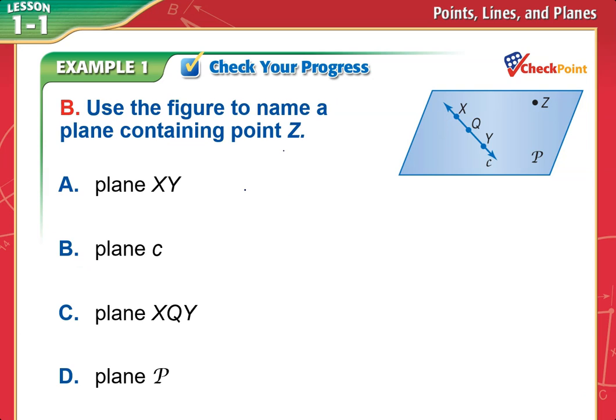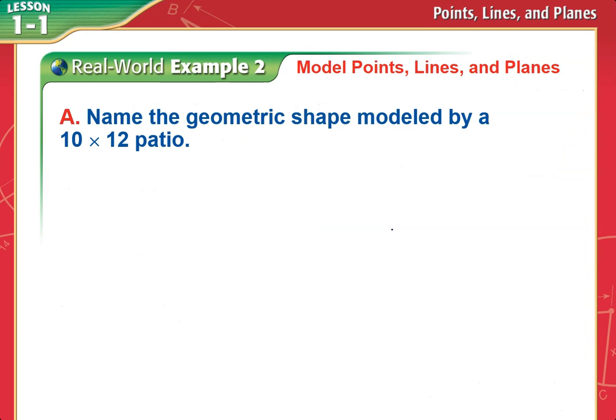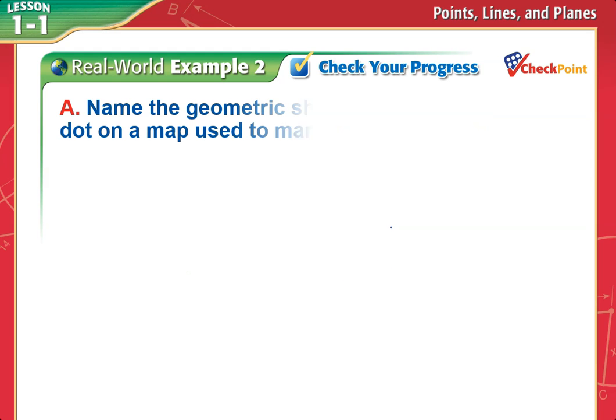Use the figure to name a plane containing point Z. Oh, here we have it. We have plane P. One easy way of doing it. Name a geometric shape modeled by a 10 by 12 patio. Think of that as a point, line, or a plane. The patio does model a plane.